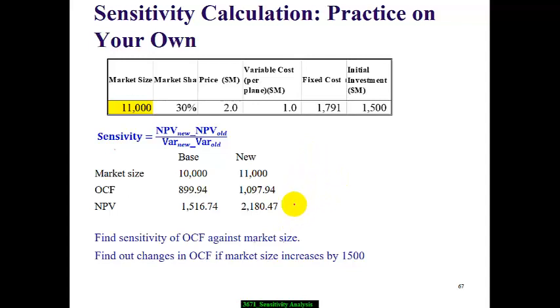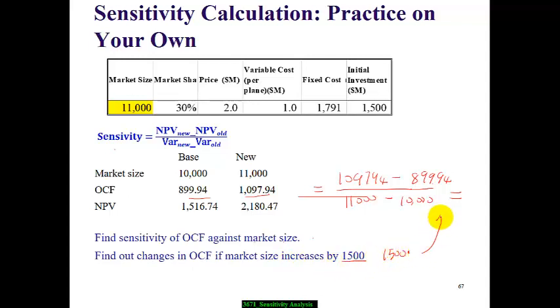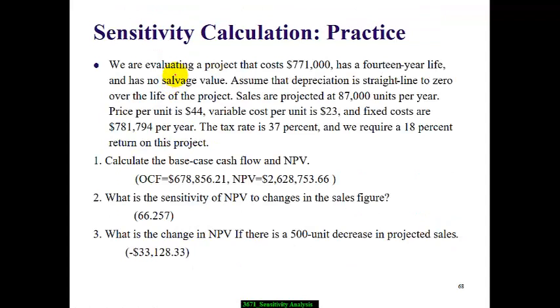Here's my number. Sensitivity of OCF against market size equals operating cash flow new minus old, so 1097.94, over the change in market size. That is our sensitivity of the OCF against market size. So how do we predict the change in OCF if the market size goes up by 1,500? We use 1,500 times the sensitivity we got. Easy?